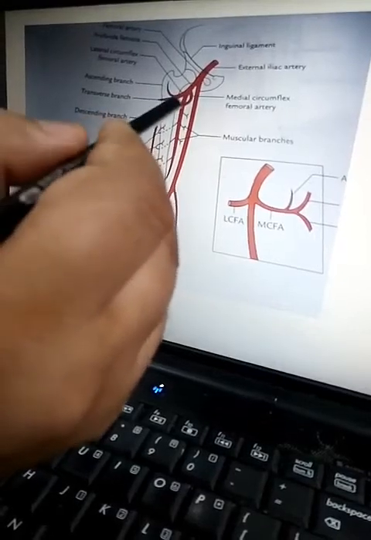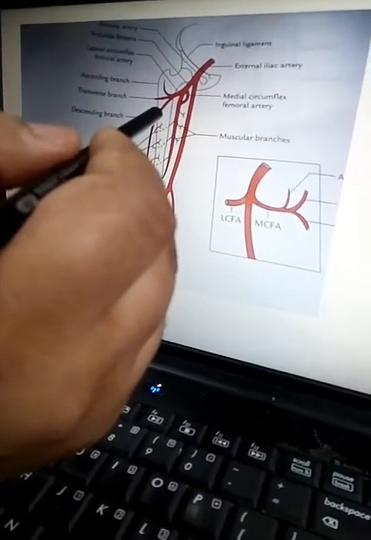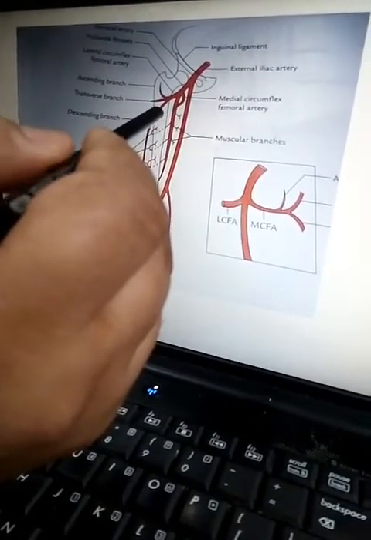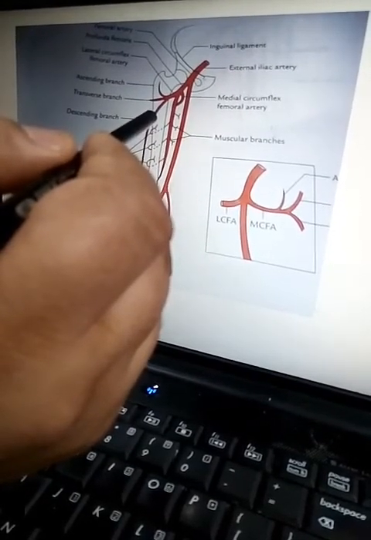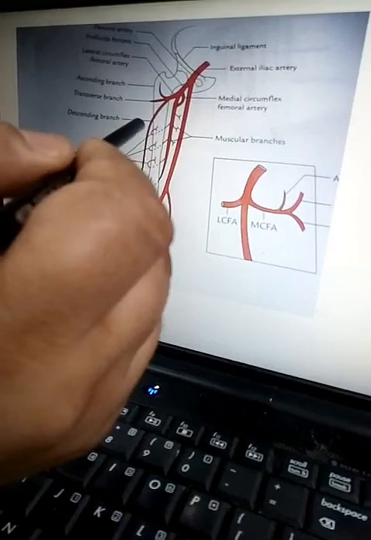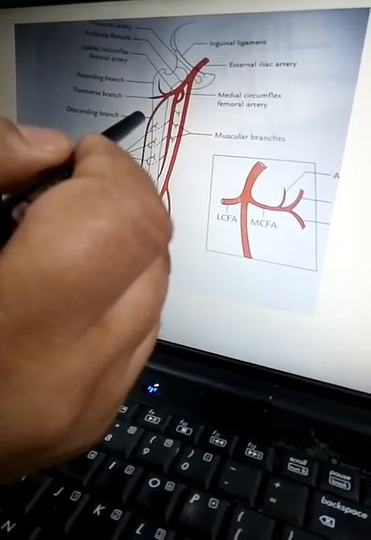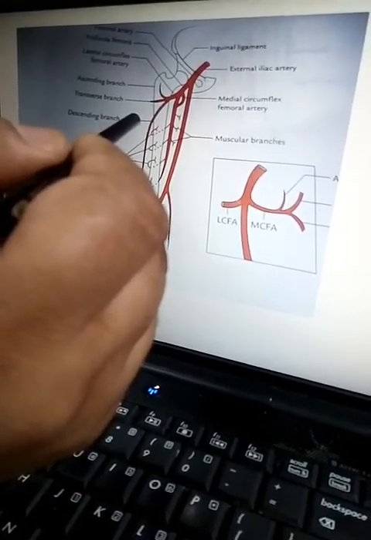The profunda femoris artery is of great clinical importance because it is deeply located and lies in close relation to the femoral shaft. Hence, it is prone to injury in fracture of the femoral shaft.